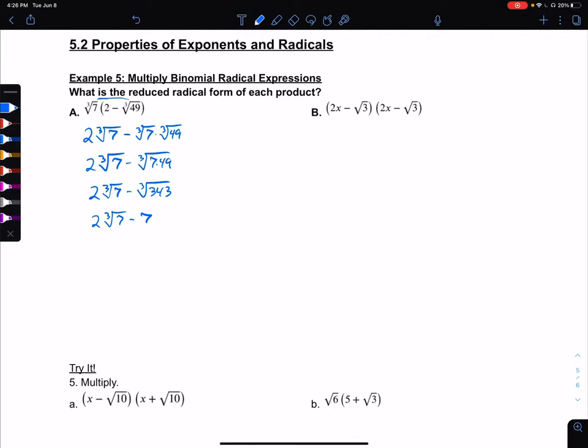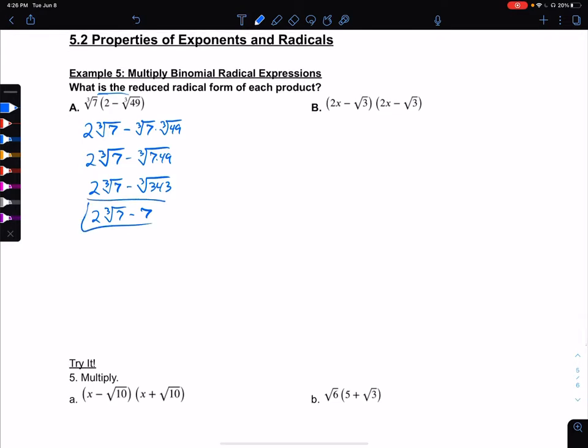Now, these two terms, as we talked about in example 4, if we're trying to subtract anything, we need like radicals, so they have to have the same index and the same radicand, which these clearly do not. So that is our reduced radical form. We are done with that one.